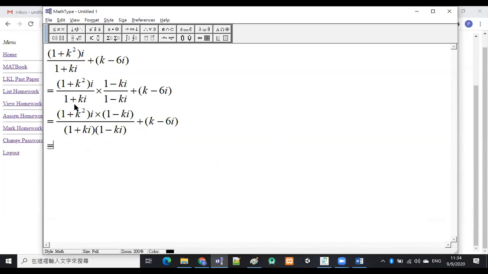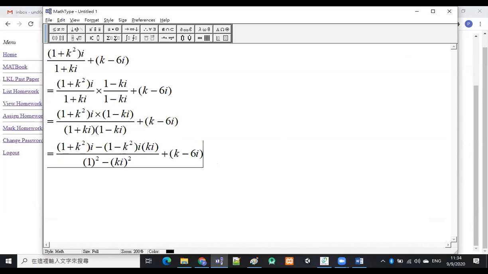And then we really need to multiply this i term by the 1 and the ki terms, okay? So it becomes 1 plus k squared times i, and then minus 1 plus k squared times i times ki. And then for the lower part, it is a squared minus b squared, and then plus k minus 6i, like this.